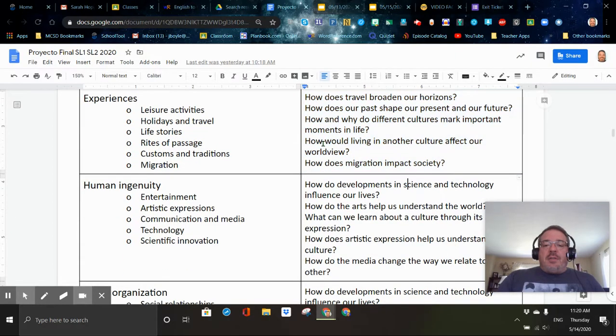So here's another one I really like. How would living in another culture affect our worldview? I really like that question. How would living somewhere else change the way you view your values and how you see the world? Anyway, I want you to think about that. You got to state your topic question in your proposal.